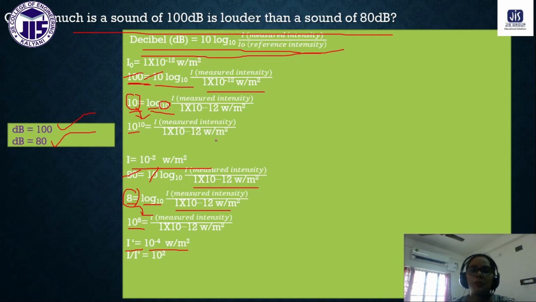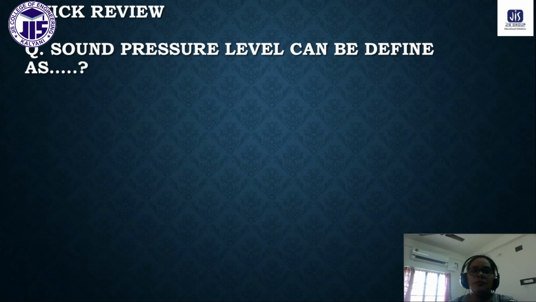Very easy problem. Next day we will also solve some more numericals based on this equation, and some other types of numericals that we will discuss. Okay, so this is a quick review.